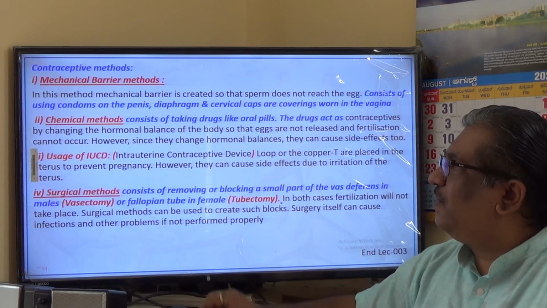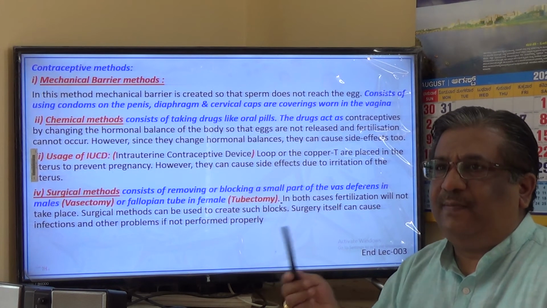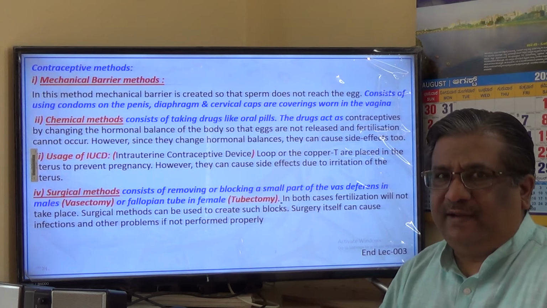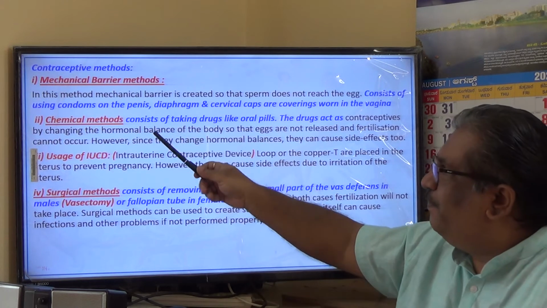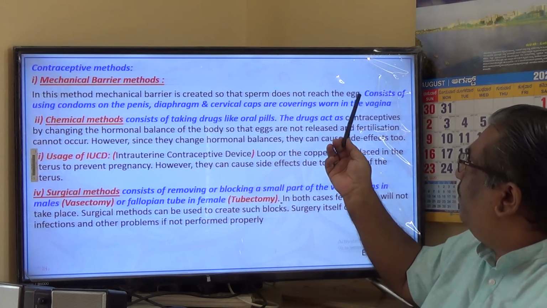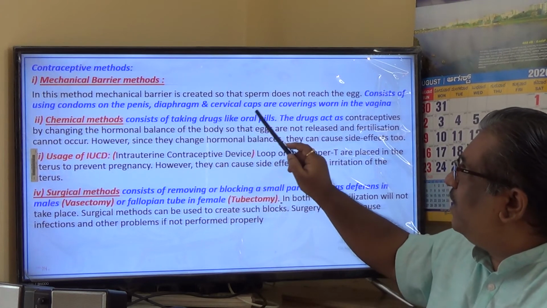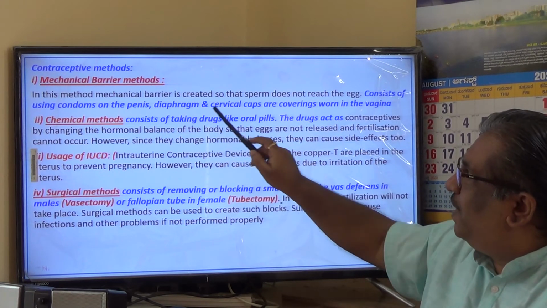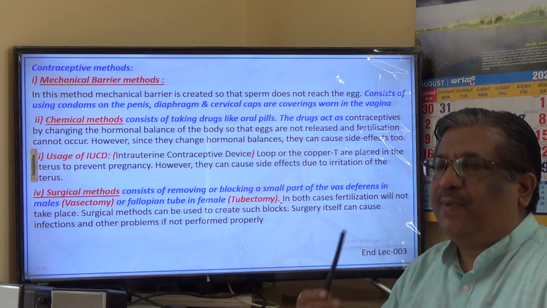First one, mechanical barrier method. What does mechanical barrier mean? Certain devices act as mechanical barriers and prevent the sperm from meeting the egg, and thereby the pregnancy can be avoided. What are those methods? First we'll read this. In this method, a mechanical barrier is created so that sperm does not reach the egg, and it consists of usage of condoms on the penis. Diaphragm or cervical caps are worn as coverings in the vagina. So condoms, diaphragm and cervical caps are the mechanical barriers which can be used to prevent the pregnancy.